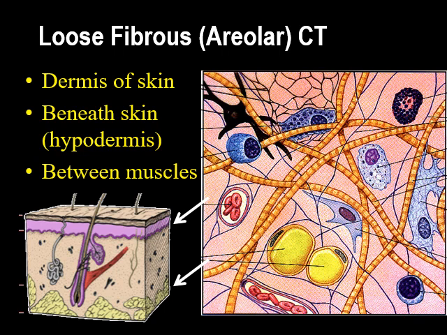We find loose fibrous connective tissue in the dermis of the skin, especially in the outer dermis, called the papillary layer. We also find areolar tissue beneath the skin in what's called the hypodermis, or subcutaneous layer. We find loose fibrous connective tissue within and between muscles.